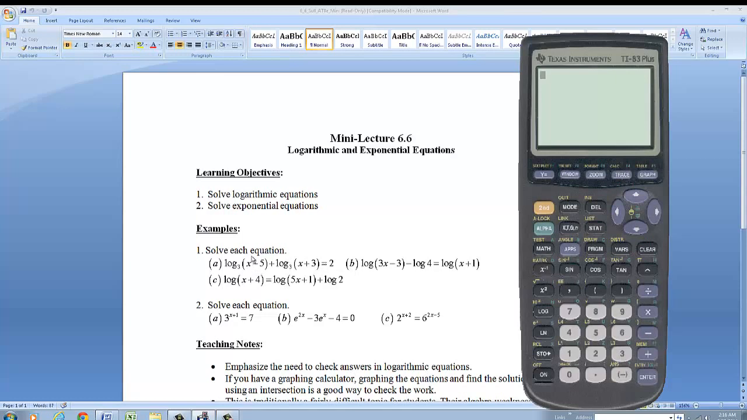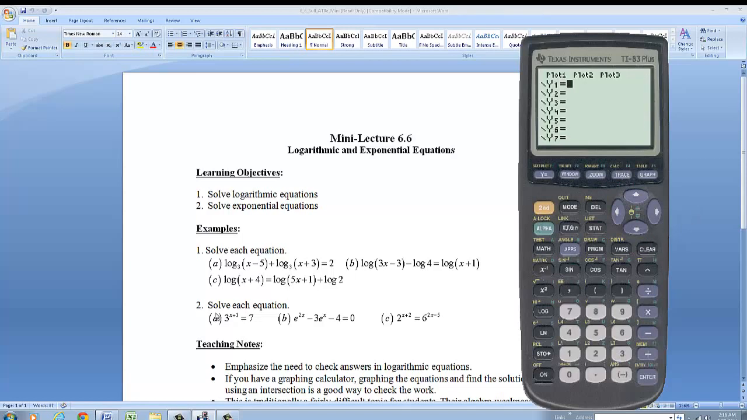And again, what I'm going to do to solve this equation, I'm just going to rewrite it. Everything's going to stay the same except the 2 is going to go over. So I'm going to have the log of x minus 5 plus the log of x plus 3 to the base 3, minus 2 equals 0.